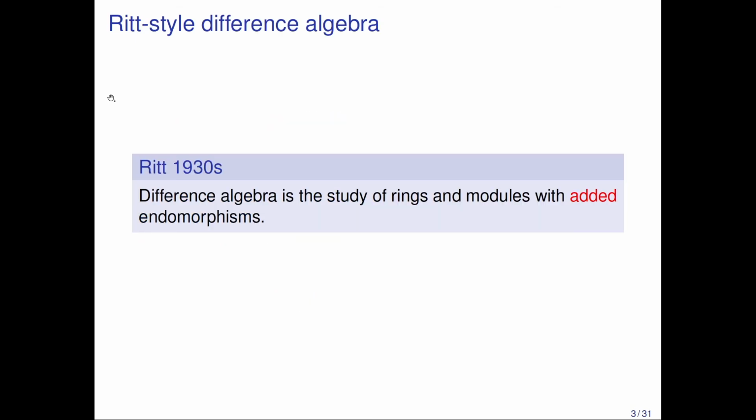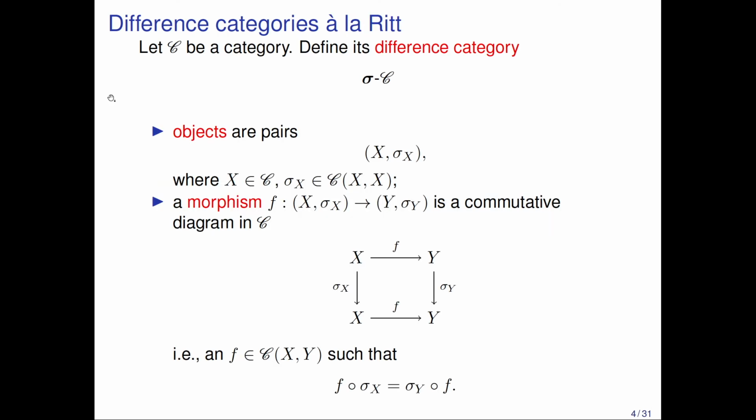So, as was already mentioned, difference algebra is classically considered as the study of rings and modules and possibly other algebraic structures with added endomorphisms. So you superimpose the operators on top of classical structures. Now, if you want to build some categories this way, this is how you do it. You start with some category C, and then you want to define a difference category out of this C. So you say the objects are pairs consisting of an object of the old category together with an endomorphism. And then a morphism between two such objects is just a commutative diagram in the old category. In other words, it's a morphism which commutes with difference operators.